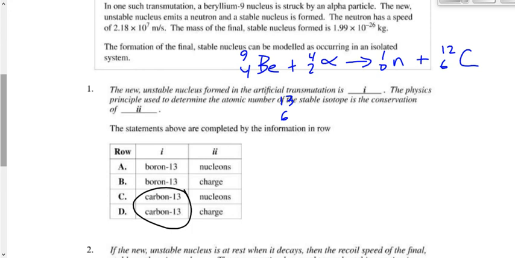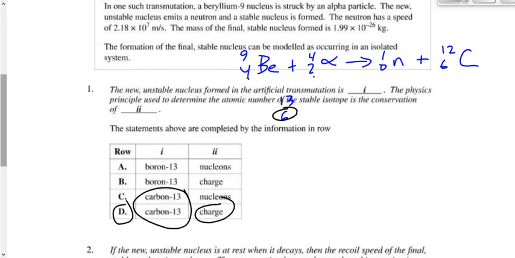All right, now let's identify the physics principle used to determine the atomic number of the stable isotope is conservation of what? To determine the atomic number of the isotope. So to determine this, what are you going to use? The law of conservation of charge, right? Because we're adding up the charges, the number of protons here. 4 plus 2 is 6. So the answer would be D.